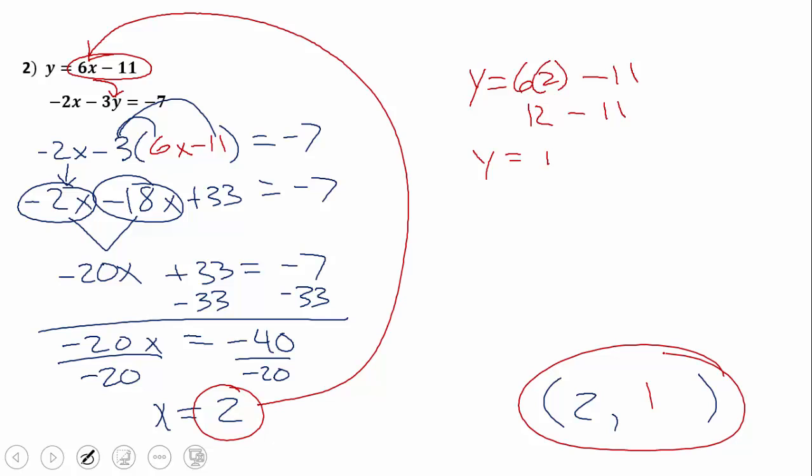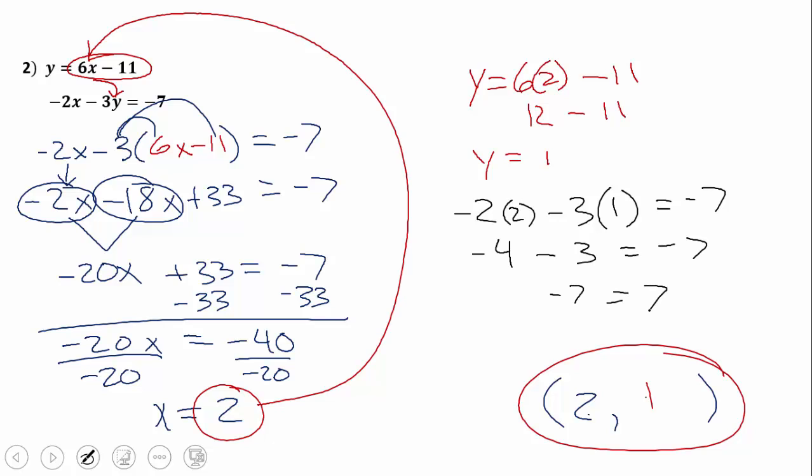I'm going to verify that. I'm going to take those two and put it into the second equation, where negative 2 times 2, because my x right here is 2, minus 3 times 1 equals negative 7. Negative 2 times 2 is negative 4. Minus 3 times 1 is 3. Equals negative 7. Negative 7 equals negative 7.